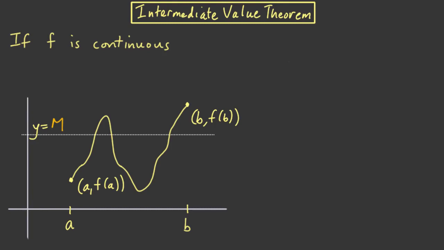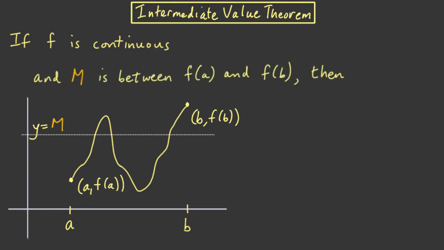This is called the intermediate value theorem, and it states that if f is continuous and we have some value m that's between the values of f of a and f of b, in other words, m is an intermediate value, then, well, then what? Well, what we're saying is that there's at least one point, which I'm going to call c in the middle here, where this graph hits the line y equals m. So in other words, f of c equals m.